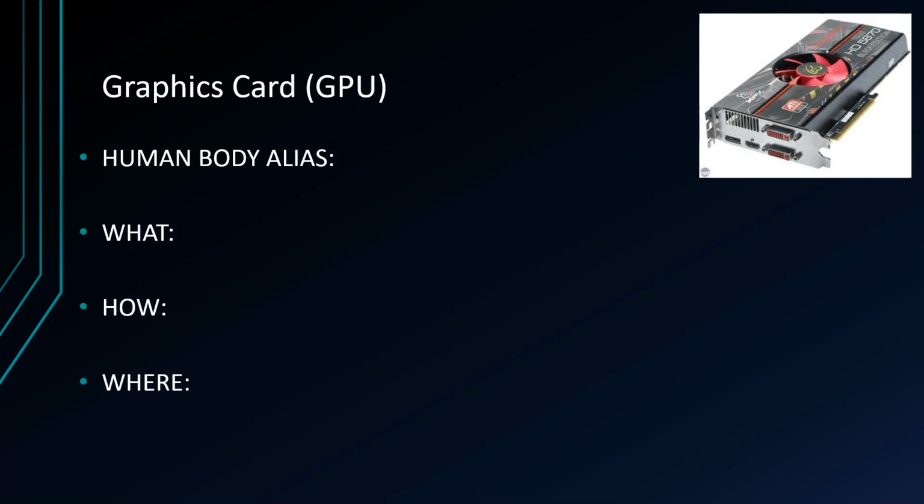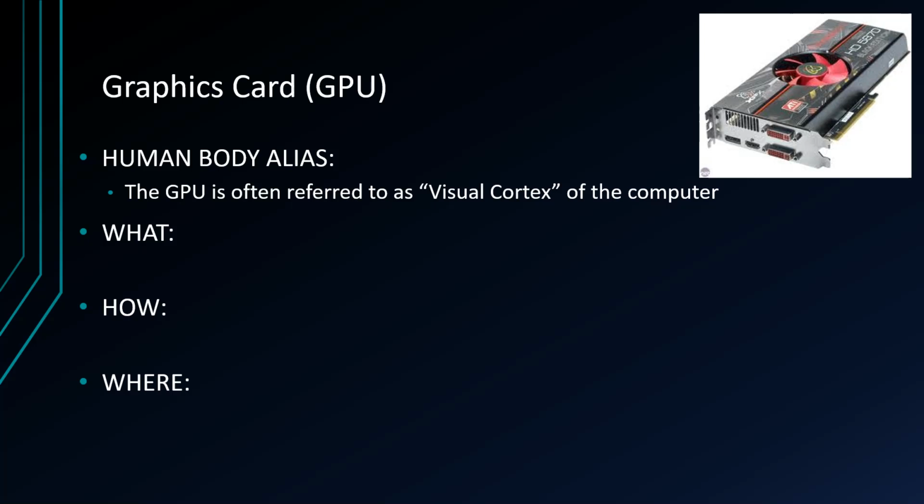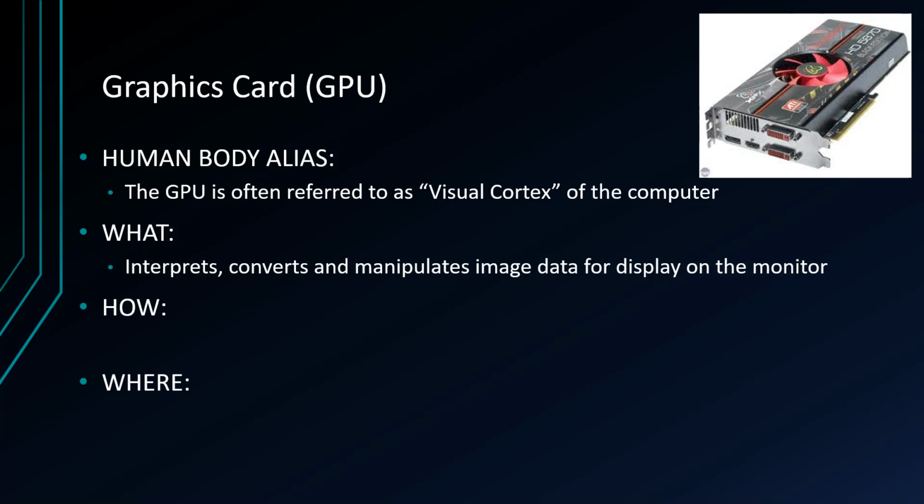So in terms of our human body alias, the graphics card is kind of like our visual cortex. It's what interprets visual information. It's still binary data, ones and zeros, but they're ones and zeros that specifically have to do with visual data. So, it interprets and converts and manipulates image data for display on the monitor. So it could be a whole bunch of little effects, and eventually the end result is it says color the first pixel this color, color the second pixel that color, the third pixel that color, and so on and so forth. All right?